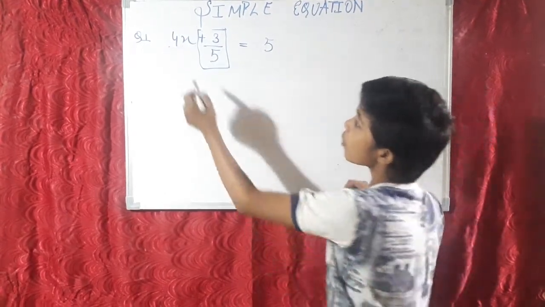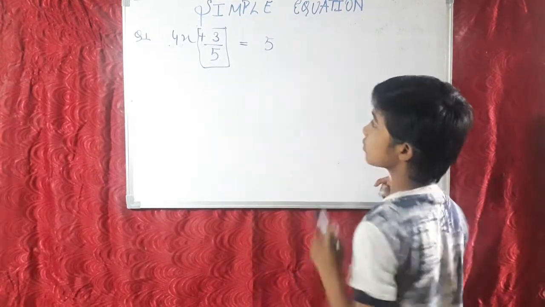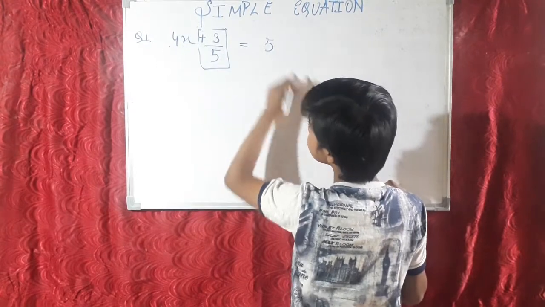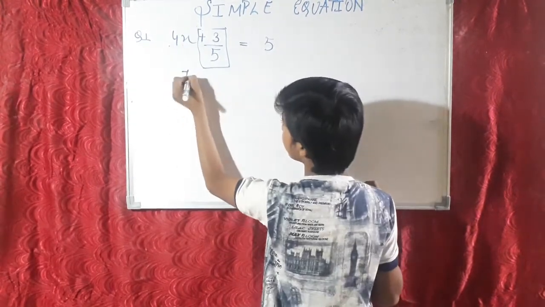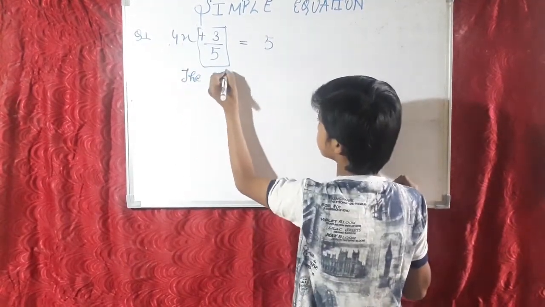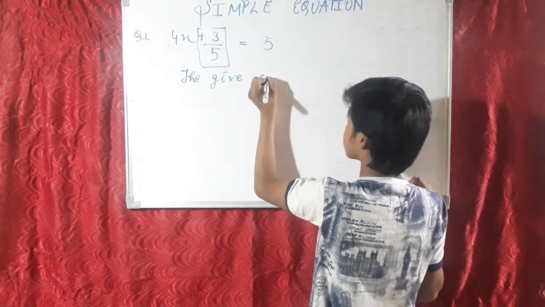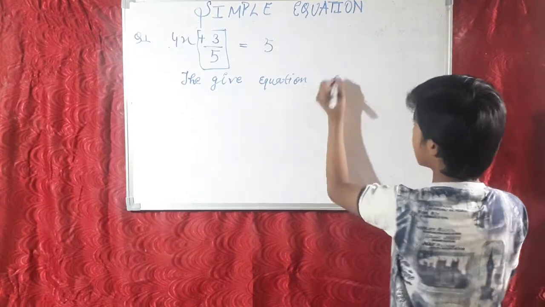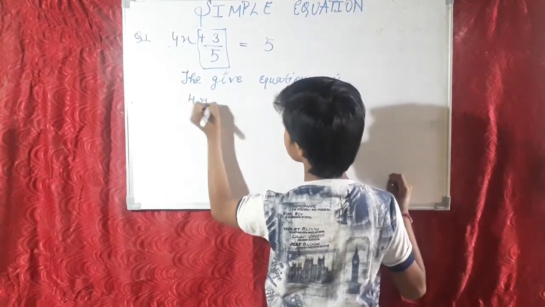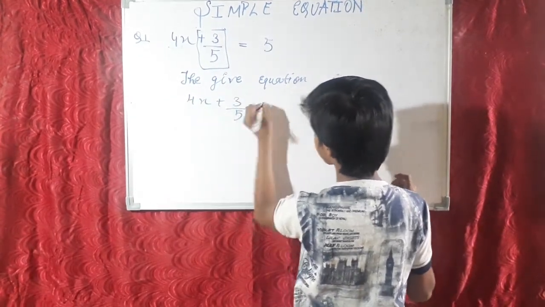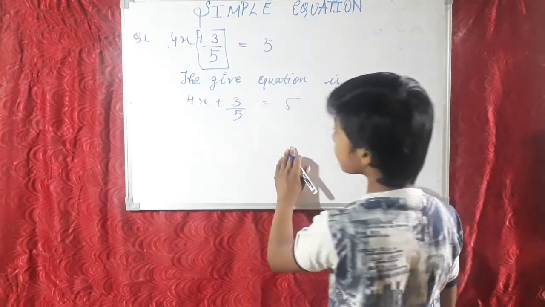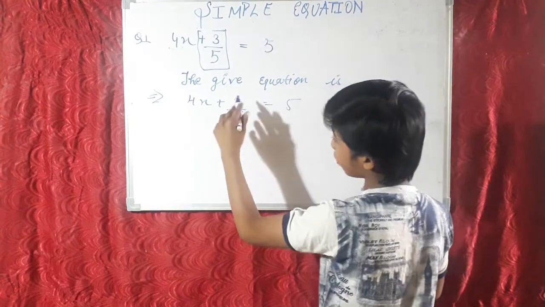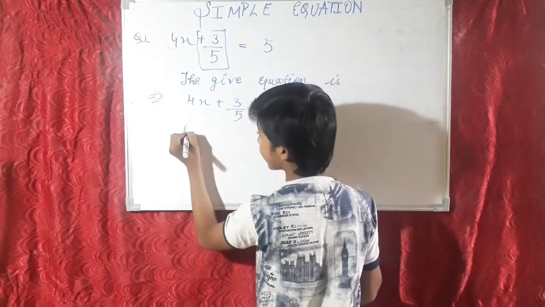What is 4x plus 3 by 5 is equal to 5? So what is our first question? 4x plus 3 by 5 is equal to 5. So we can write the given equation: 4x plus 3 by 5 is equal to 5. This is our equation, and now what we have to do? We will transpose this. So we can write by transposing.